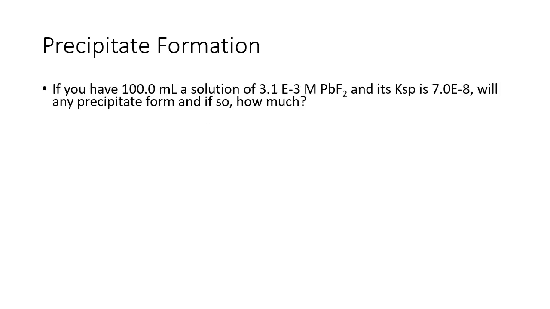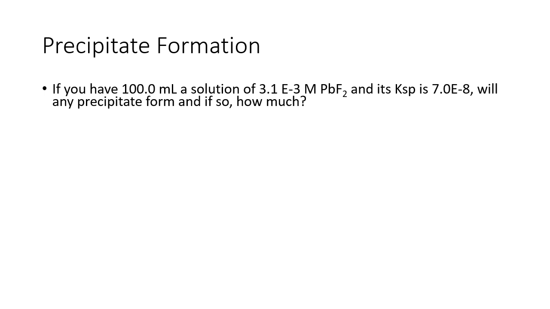Let's try another one. If you have 100 milliliters of 3.1 times 10 to the negative third molar lead fluoride, and its KSP is 7.0 times 10 to the negative eighth, will any precipitate form, and if so, how much? So we're given molarity, we need to determine if a precipitate forms. So again, we need to calculate the concentration of our ions.